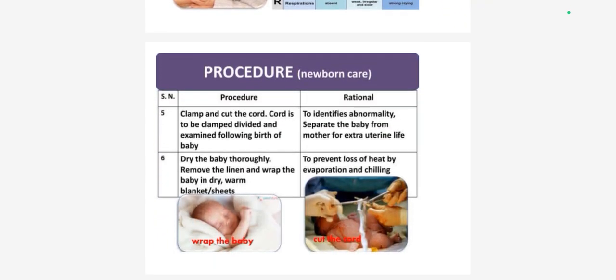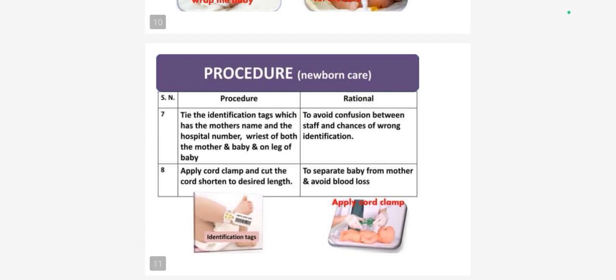Clamp and cut the cord. The cord is to be clamped, divided, and examined following birth of the baby. If an abnormality is identified, separate the baby from the mother for extrauterine life. Dry the baby thoroughly, remove the wet linen and wrap the baby in a dry, warm blanket and sheets to prevent loss of heat by evaporation and chilling. Tie the identification tag, which has the mother's name and hospital number, on the wrist of both the mother and baby and on the legs of the baby to avoid confusion between staff and chances of wrong identification. Apply the cord clamp and cut the cord to the desired length to separate the baby from the mother and avoid blood loss.